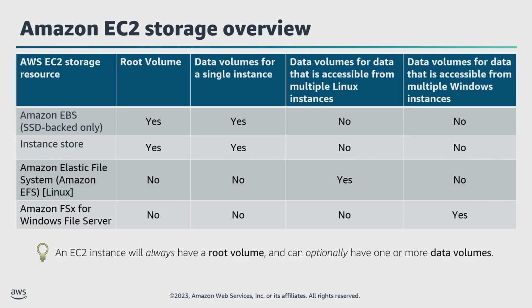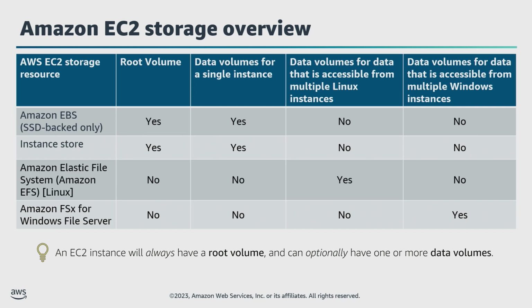This section looks at the options for EC2 instance storage. This table summarizes the characteristics of the storage options you can use with your EC2 instances. Every EC2 instance has a root volume and can optionally have one or more data volumes.